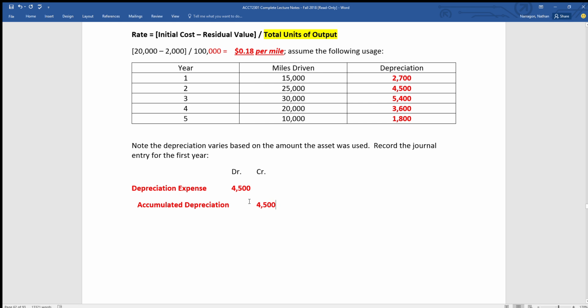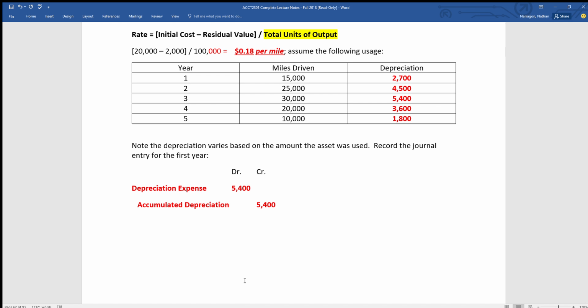4,500. If it was year 3, it will change to whatever year 3 was. So 30,000 times 0.18 will equal 5,400. So 5,400. Okay? Nothing extremely difficult in that aspect right there.